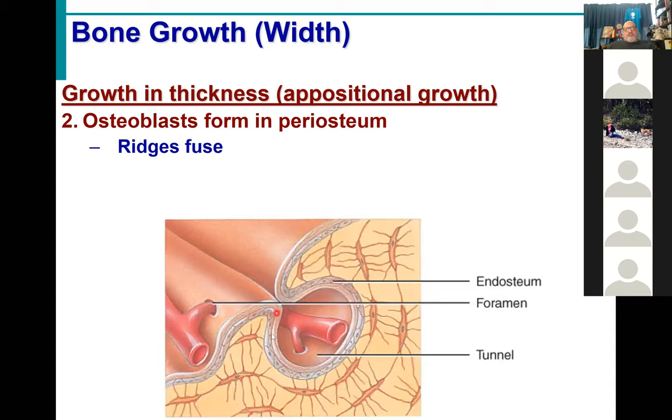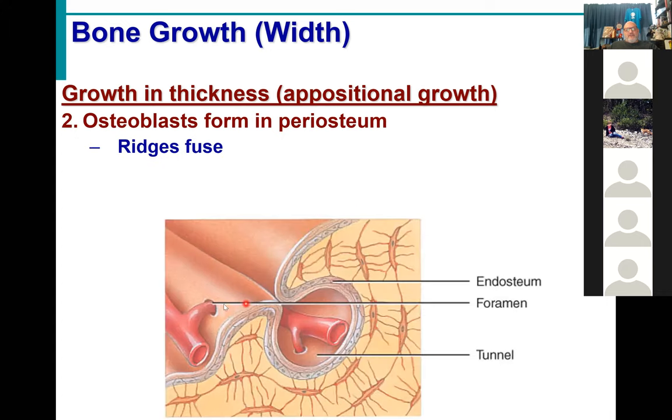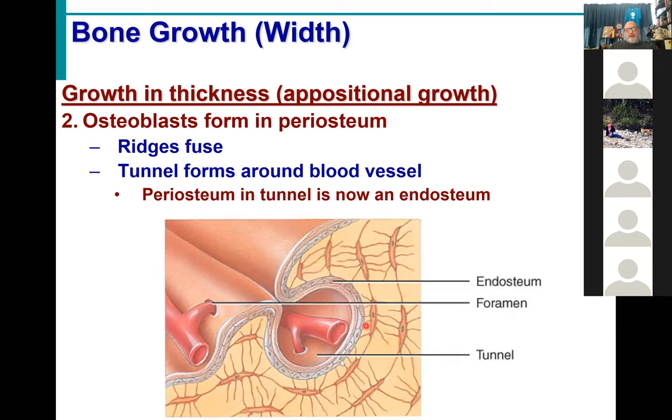Notice as those ridges expand, they surround the blood vessel entirely. Notice they also surrounded the connecting blood vessel. So notice here, they're actually forming that perforating canal that connects the two central canals. But in this case, we've got the pinching off of it. Those periosteal ridges fuse. We now have a tunnel around our blood vessel that contains now an endosteum housing immature cells.